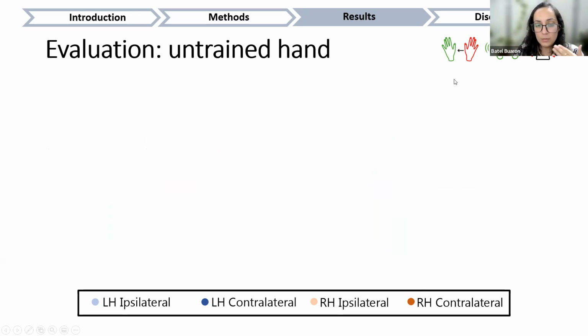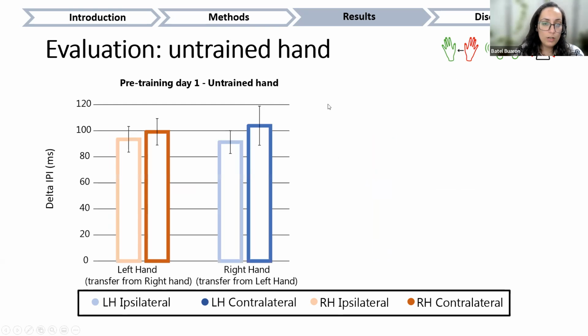Next, we wanted to examine the similar effect in the untrained hand. Will I have any beneficial value of training with ipsilateral or contralateral feedback if I want to improve my untrained hand? On the first day, we can see that there is no significant difference between the groups. I know it's a bit confusing. Now you can see in blue the left hand condition, the group that trained with their left hand, and we tested their right hand. And this is the group that trained with their right hand and we tested their left hand. We see no differences on the first day.